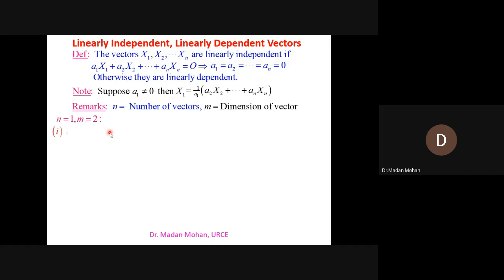Example, first one, the zero vector. I have taken only one vector, the dimension is 0, 0i plus 0j, you can think. Now, this zero vector is linearly dependent.